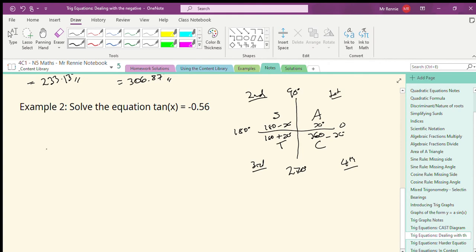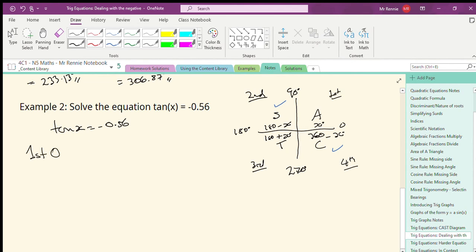I'm thinking about when tan of x is negative 0.56, that's what I'm asked to solve. Normally if tan was positive, I'd tick the all quadrant and the tan quadrant. However, because it's negative, I need to tick the other two, which means ticking the sine quadrant and the cos quadrant, my second and fourth quadrants. That's where my solutions will lie. I still need to find the value for x in my first quadrant, so we do that first.